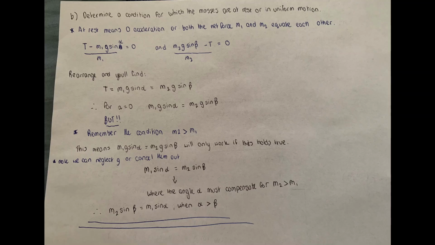Therefore, to compensate for the fact that mass 2 is already greater than mass 1, the angle of inclination for m1 can then allow this equation to equate to 0. And there you have it. There is the solution to bonus problem number 2.